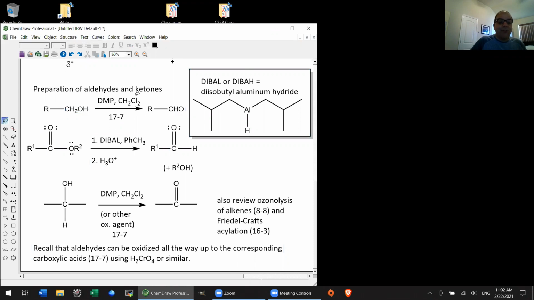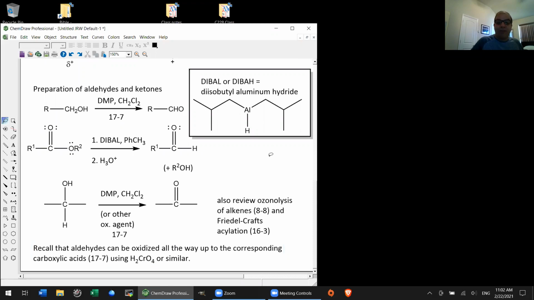But if you use a milder oxidizing agent on the primary alcohol, like Dess-Martin periodinane or pyridinium chlorochromate, that will oxidize it to the aldehyde and then stop. It oxidizes it no further because those are milder oxidizing agents. But all of that was back in chapter 17. The class notes are pretty clear in what you need to know about that.